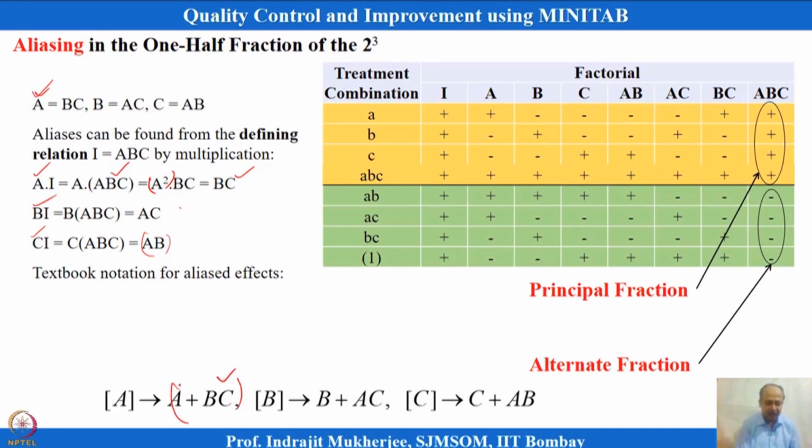This will be inside when I am calculating the effects of A. So, A and BC are confounded, B and AC are confounded, and C and AB are confounded. I told you this is the principal block that I am running, with all plus signs, and this is the alternate fraction that you can run also. Either I run the principal or I run the alternate fraction, it does not matter.